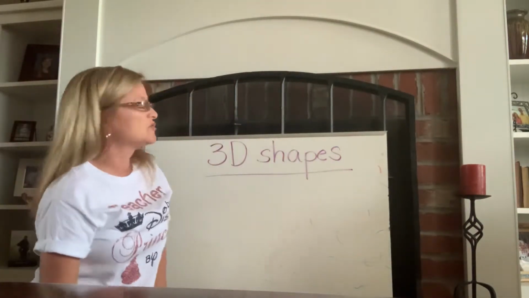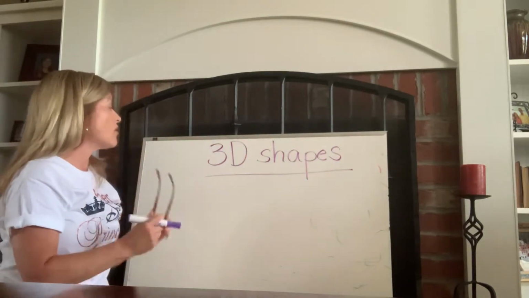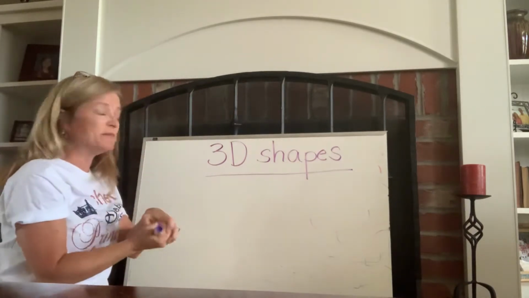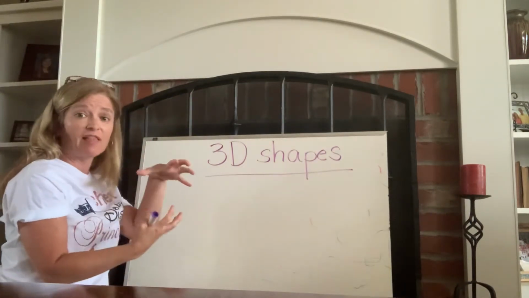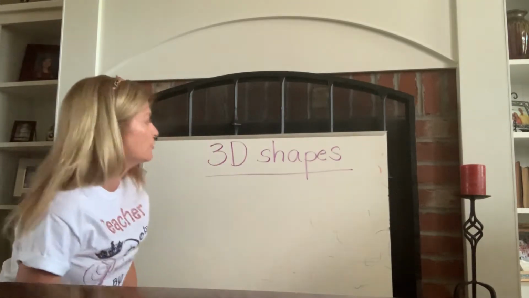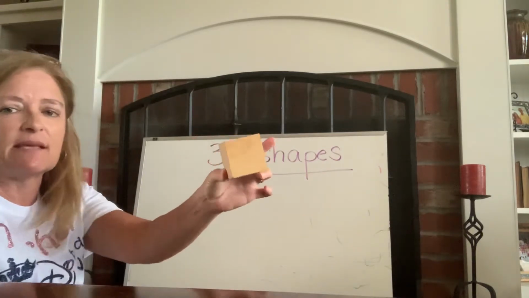We're going to now talk about 3D shapes. Your 3D shapes are your three-dimensional shapes. That means they have volume, they take up space, they are not flat like your square and rectangle and the other 2D shapes you've learned about. 3D means it has volume and takes up space.